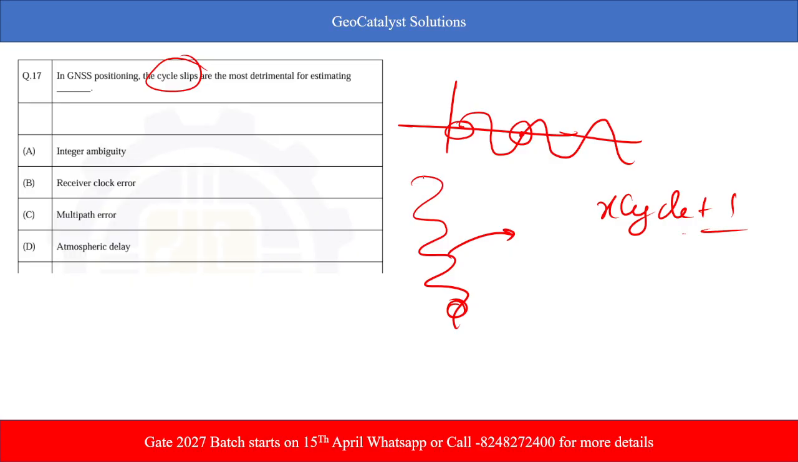that number of cycle is a problem. So what is that number of cycle being a problem? It is integer ambiguity, that we don't know the number of cycles, so that only is called integer ambiguity. So for question 17, answer is A. Okay, now coming to question 18.